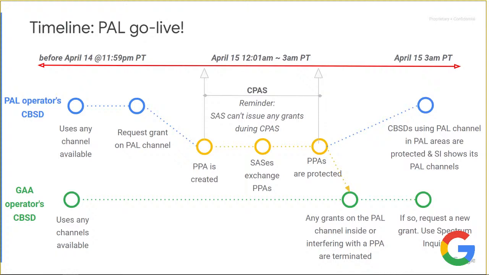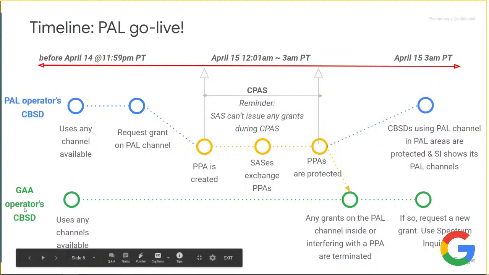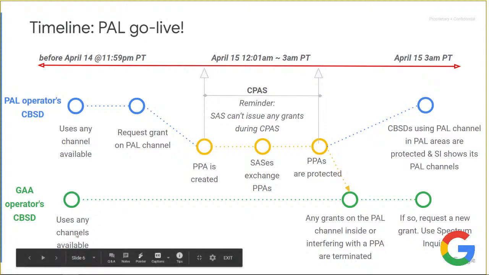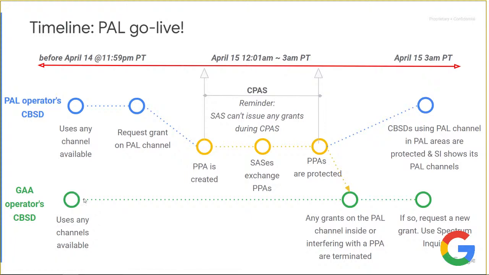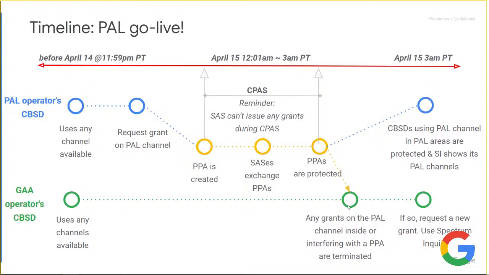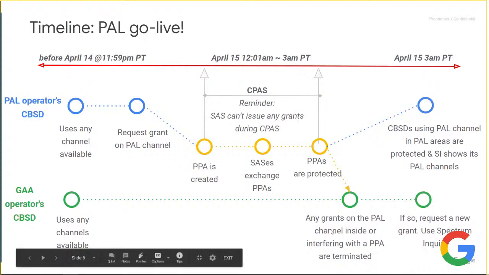Let's rewind the clock now. We're rewinding back to April 14th before PAL Go Live, and we're going to look at the same timeline for the GAA operator's perspective. So before April 15th, right now, obviously, GAA operators can use any channels that are available to them. After CPAS, the PPAs which are protected might impact any grants on the PAL channel inside or interfering with the PPA. So a GAA operator with grants on the PAL channel and whose grants interfere with the PPA, those grants are going to be terminated.